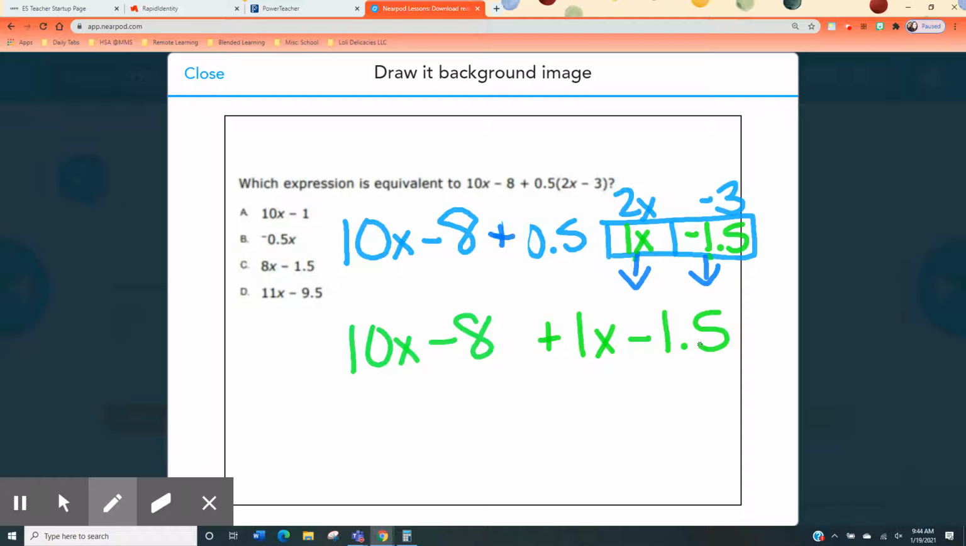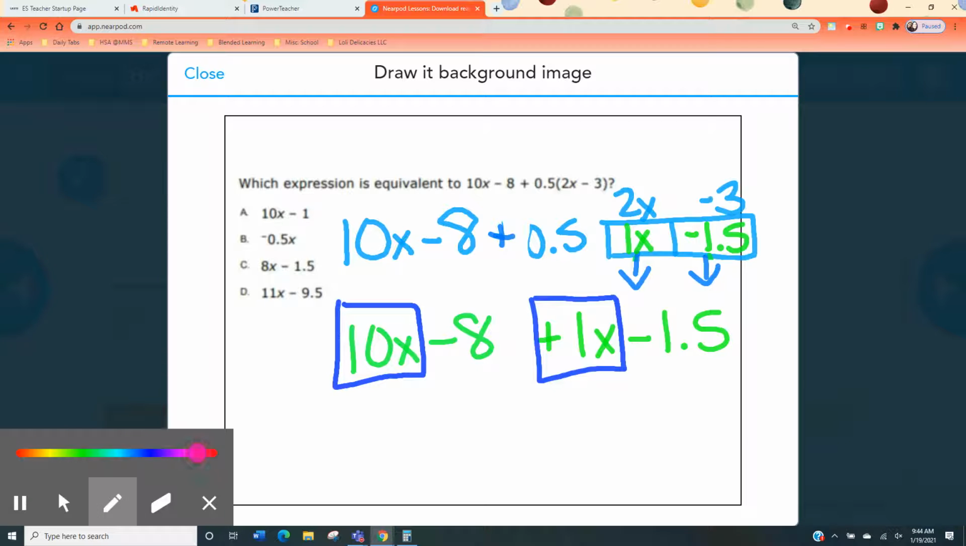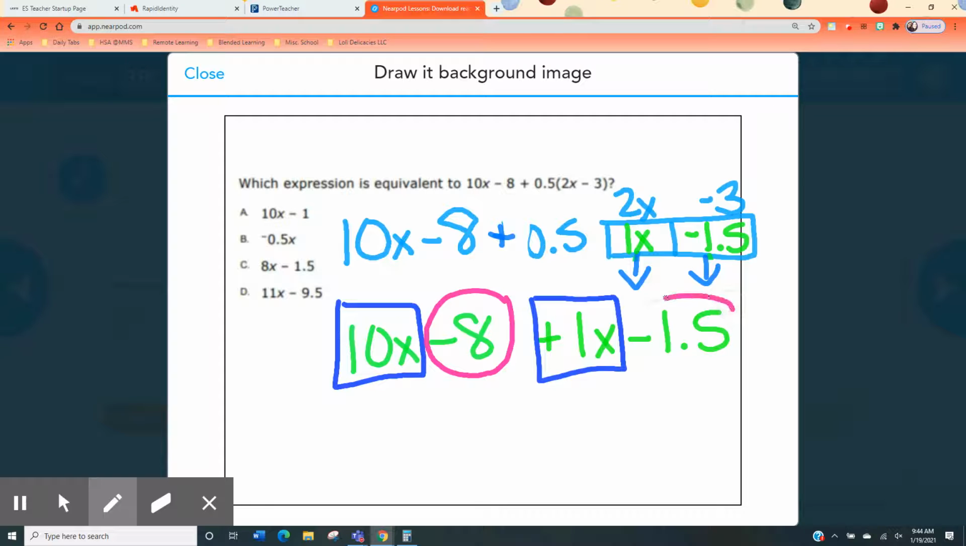So now I have to combine 10x minus 8 plus 1x minus 1.5. I'm going to go ahead and put boxes around my like terms. So I have 10x and plus 1x. Then I have that negative 8 and the minus 1.5. Now, 10 plus 1 should be simple. What is 10 plus 1? We don't know what 10 plus 1 is? You guys are scaring me.